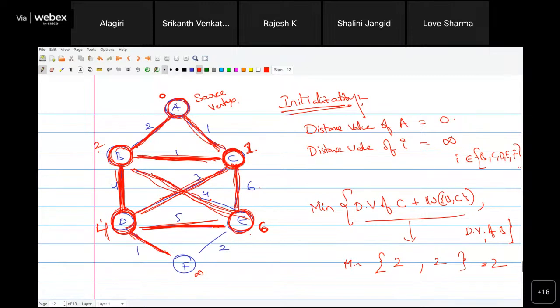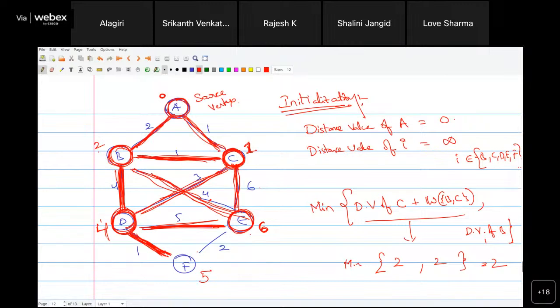But if you see here, the distance value of F is infinite. Along with this edge, the distance value of F will be the distance value of D plus this edge weight. So it will be 5. So the minimum of 5 comma infinity will be 5. So this will get updated.